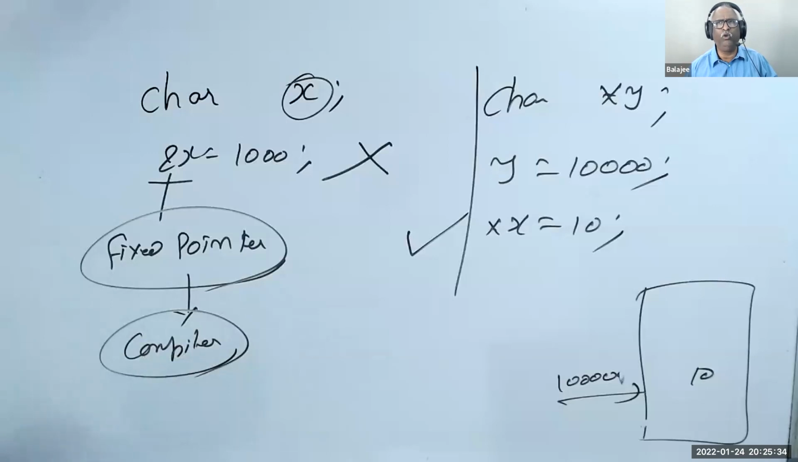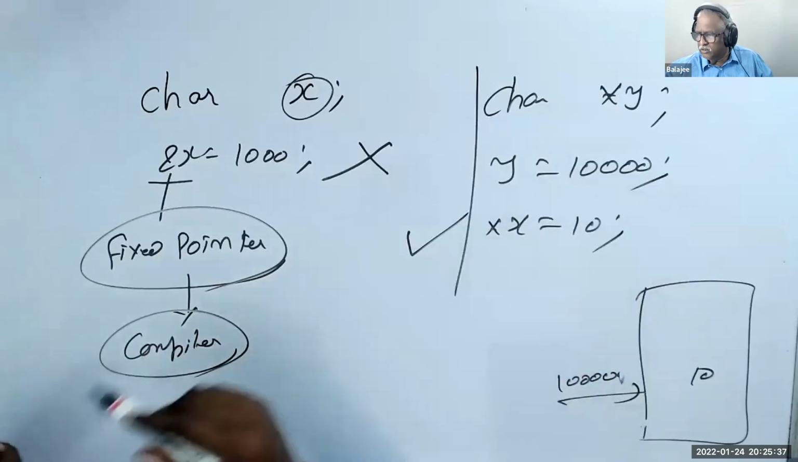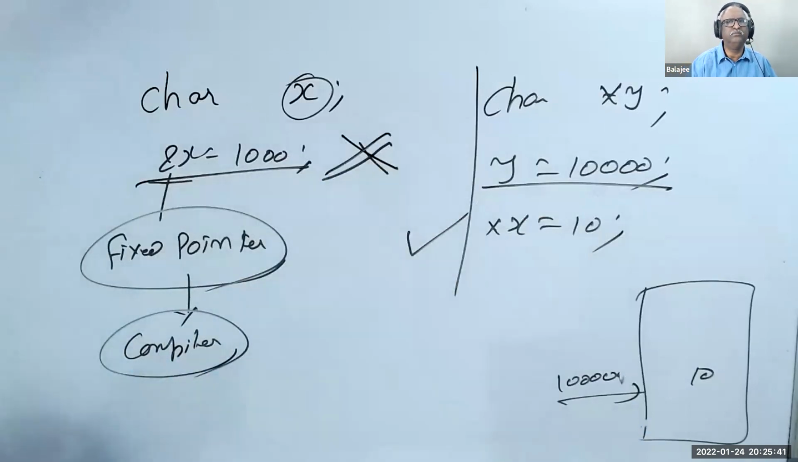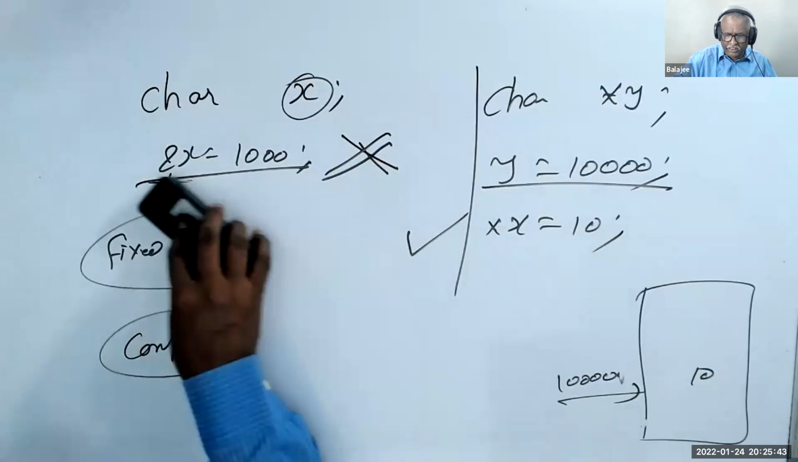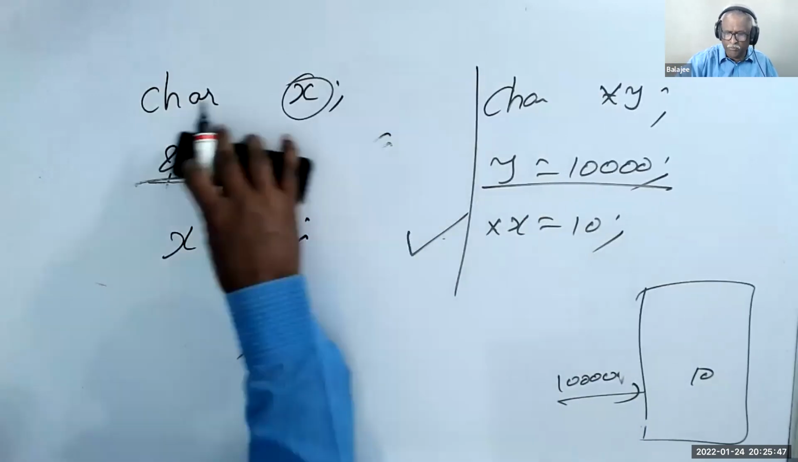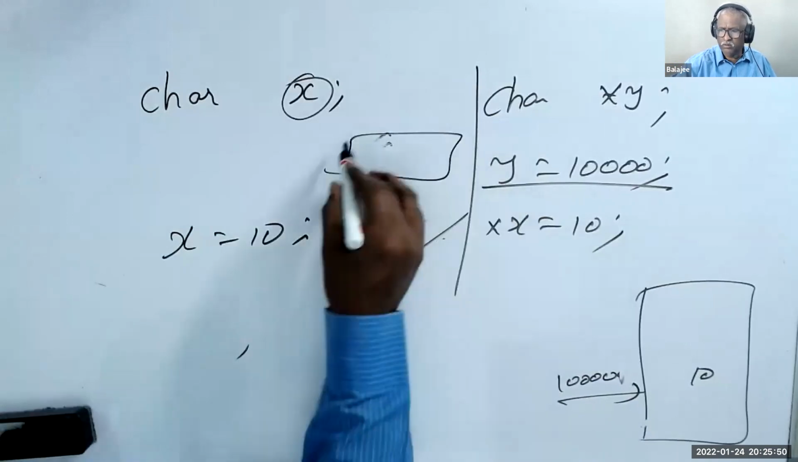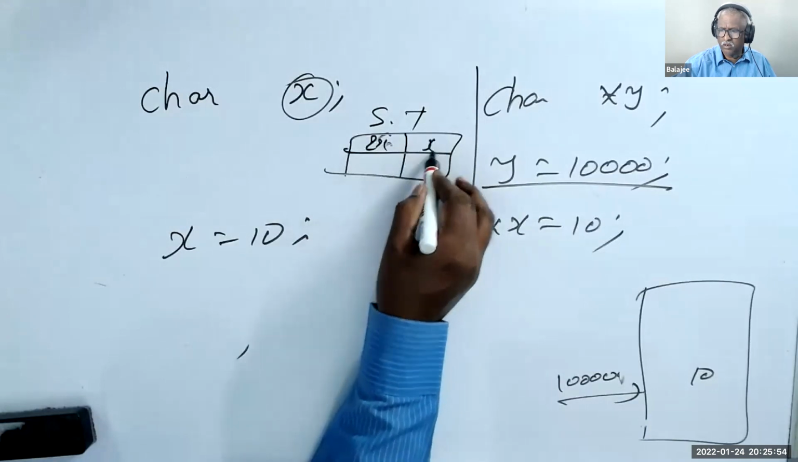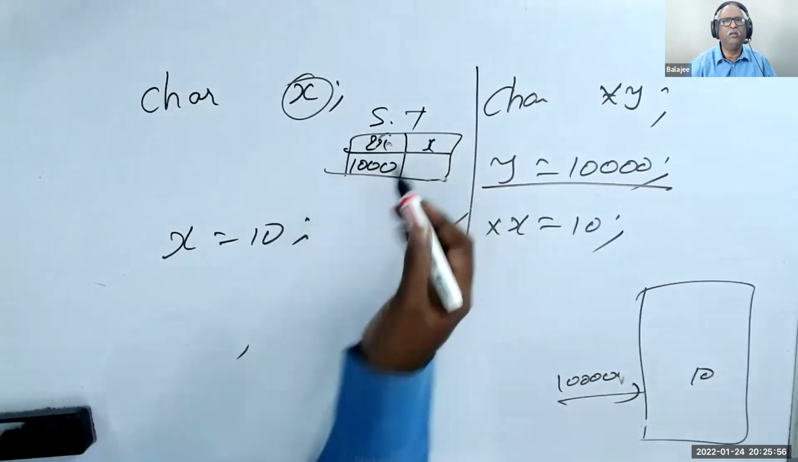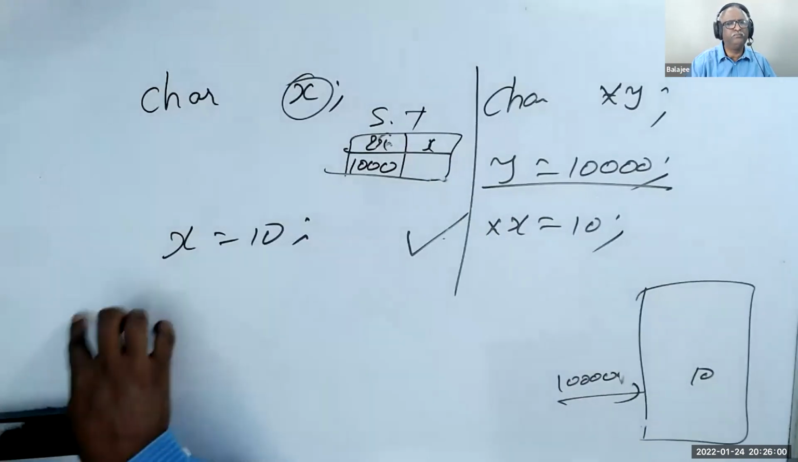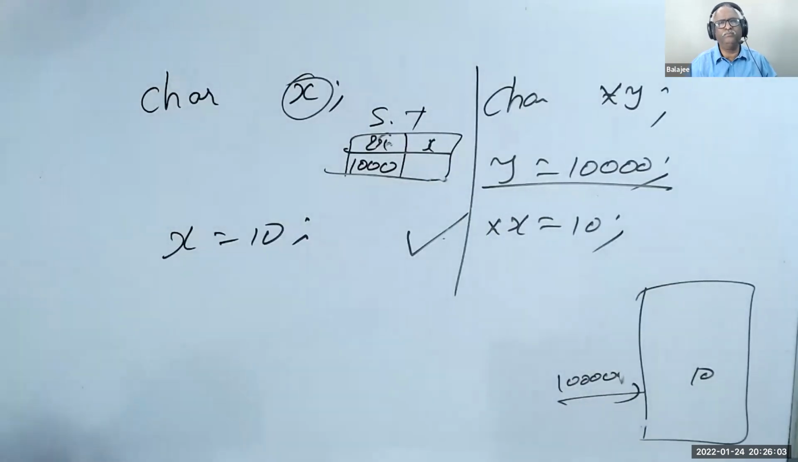If you put a star, you have permission to change the address. Here you don't have permission to change the address. So here you have to go with this: x is equal to 10, whatever address the compiler allocates in the symbol table. Understood that? Nothing more than that. Don't get confused more than this.